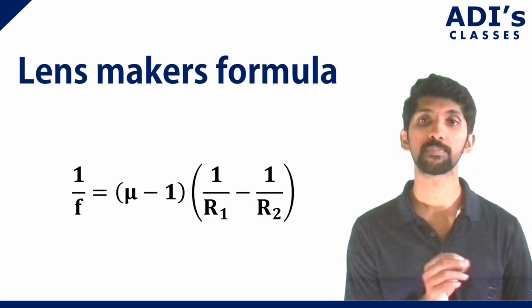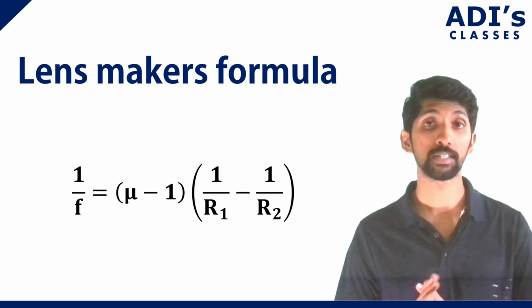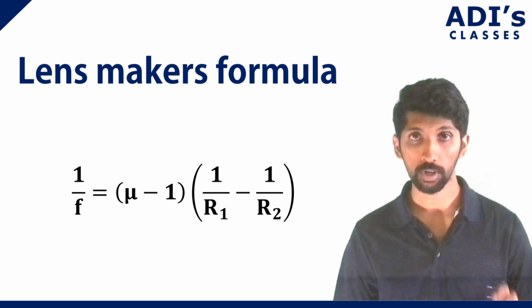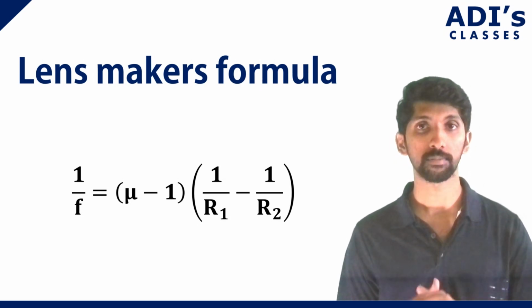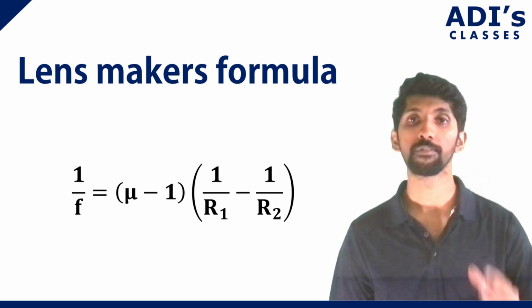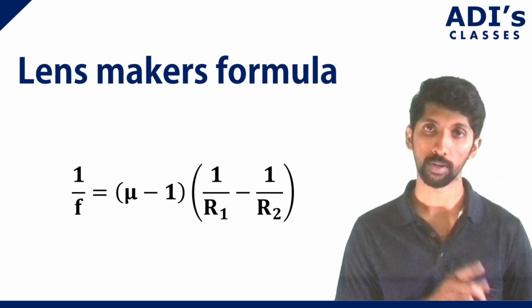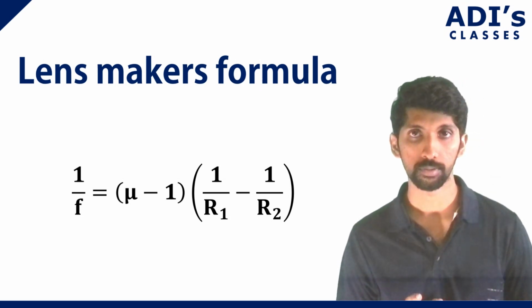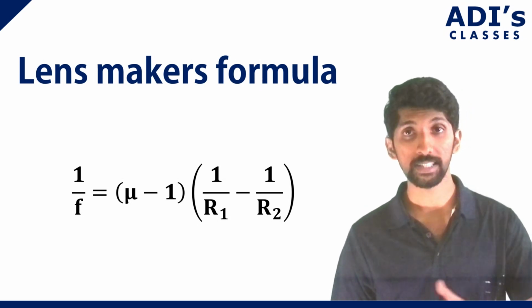Then we moved on to Lensmaker's formula, one of the most important things. Lensmaker's formula gives us the relation between the focal length, the radius of curvature and the refractive index of the medium, correct? So we have 1 by F is equal to mu minus 1 into 1 by R1 minus 1 by R2. This was Lensmaker's formula, correct?